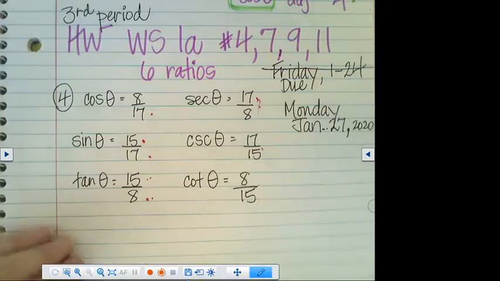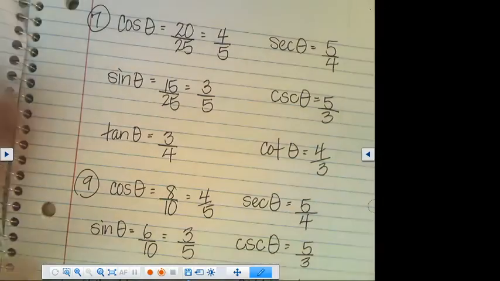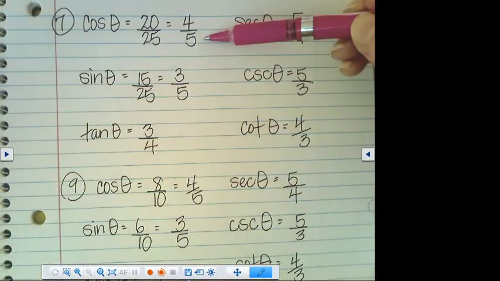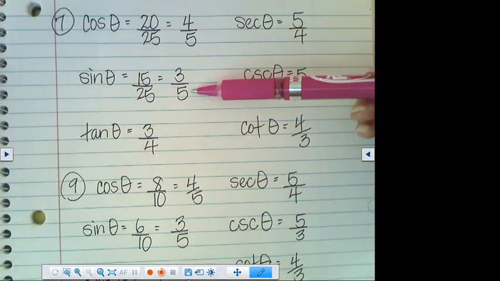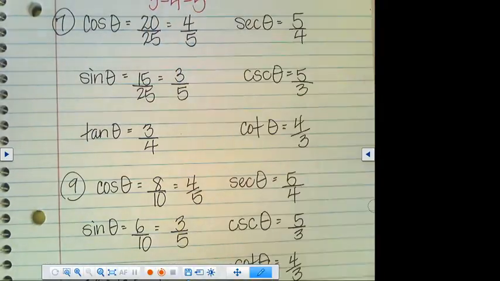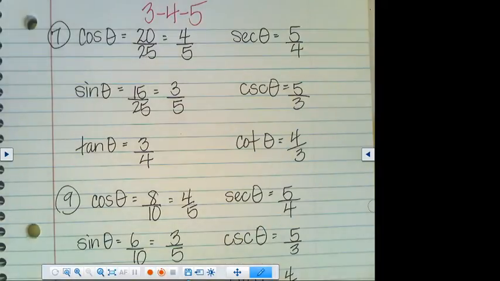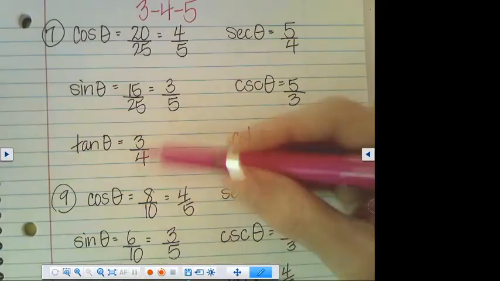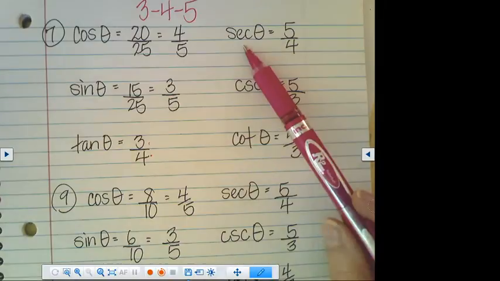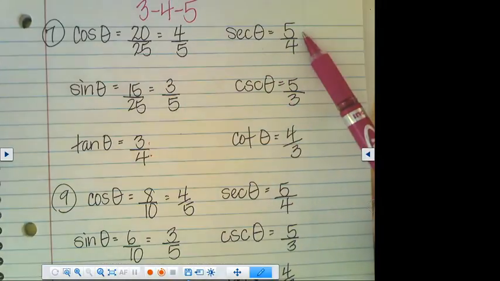Okay, let's keep going. Here we go. So in number 7, hopefully you said that the cosecant is the reduced fraction 4/5. The sine of theta is 3/5. So once you started reducing these, did you realize that this was actually a 3/4/5? It was actually a 3/4/5, and we do completely reduce all those fractions. The tangent is 3/4. The reciprocal functions are secant, just invert your fraction, 5/4.